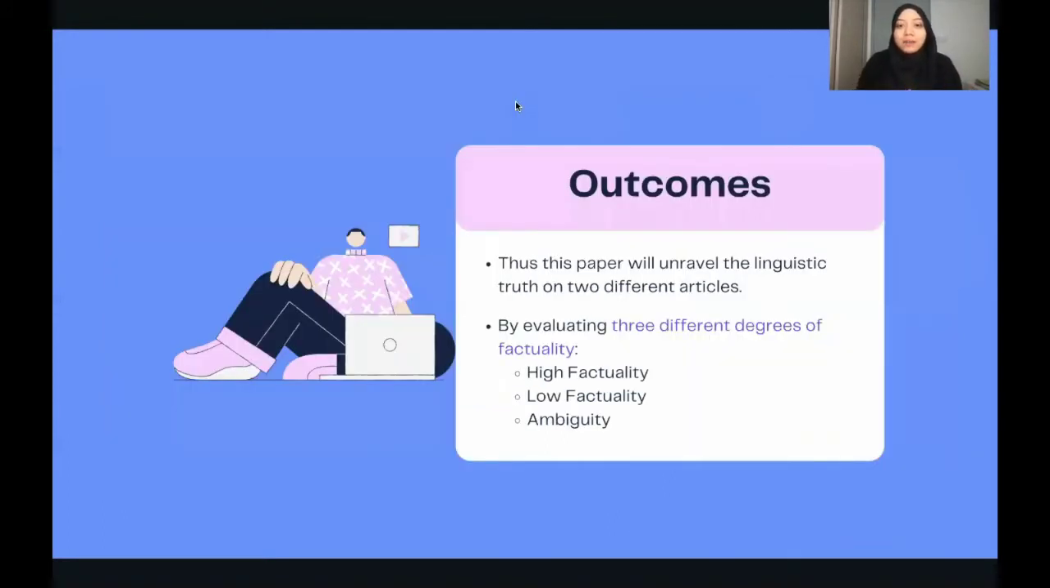Next, what are the outcomes that can be expected throughout this discussion? This paper will unravel the linguistic truth in two different articles. We'll be evaluating three different degrees of factuality. We have the high factuality, which consists of two classes, the emphatic auxiliary do and also the high factuality. Secondly, we have low factuality, which also consists of two classes, the high assuring hypotheticality and the low hypotheticality, and last but not least, the ambiguity.